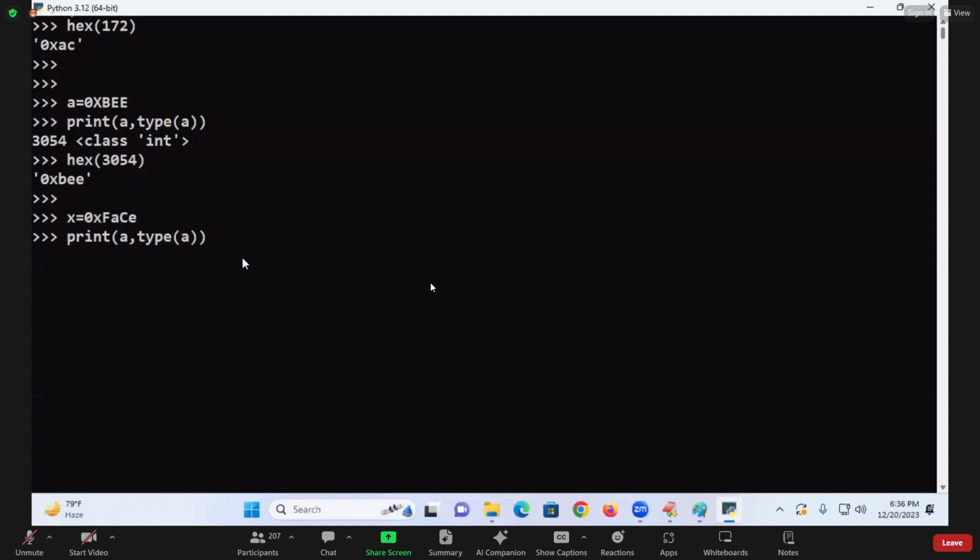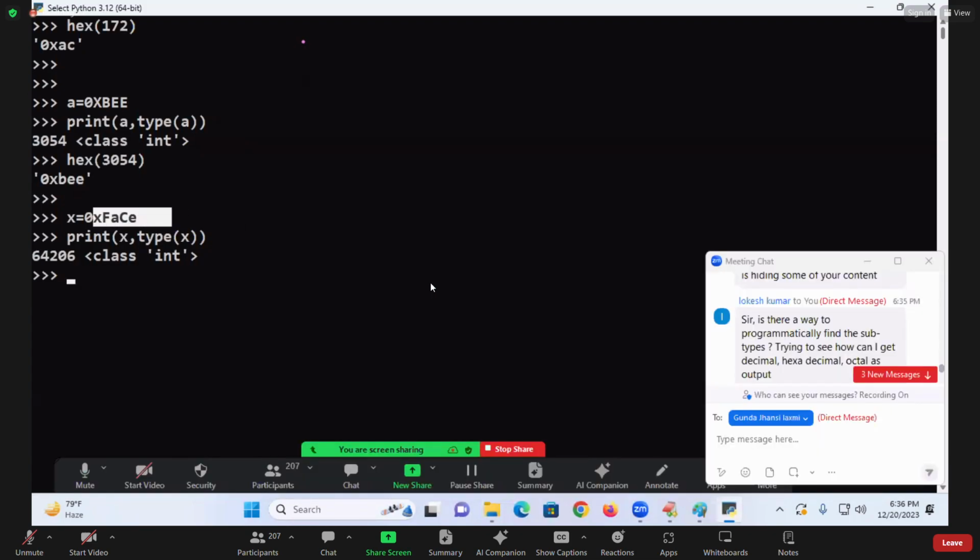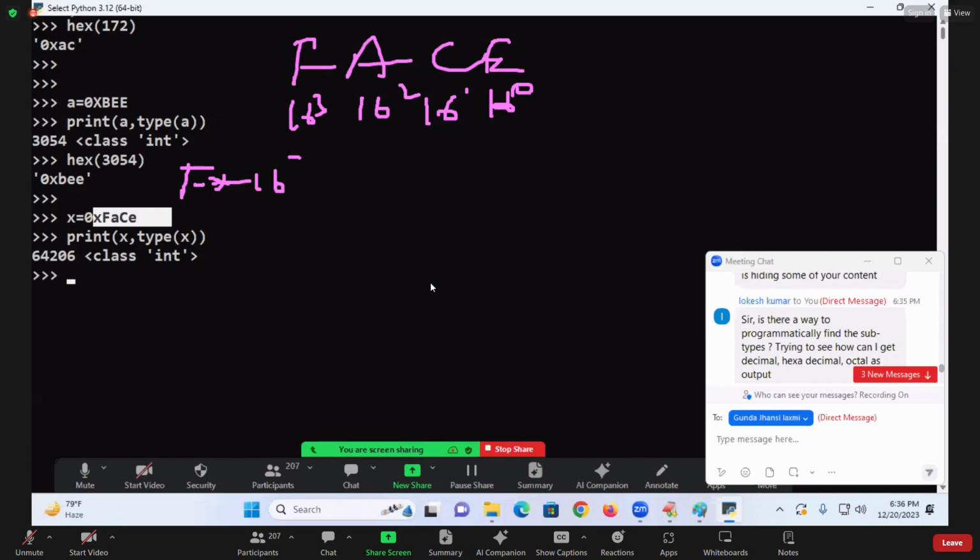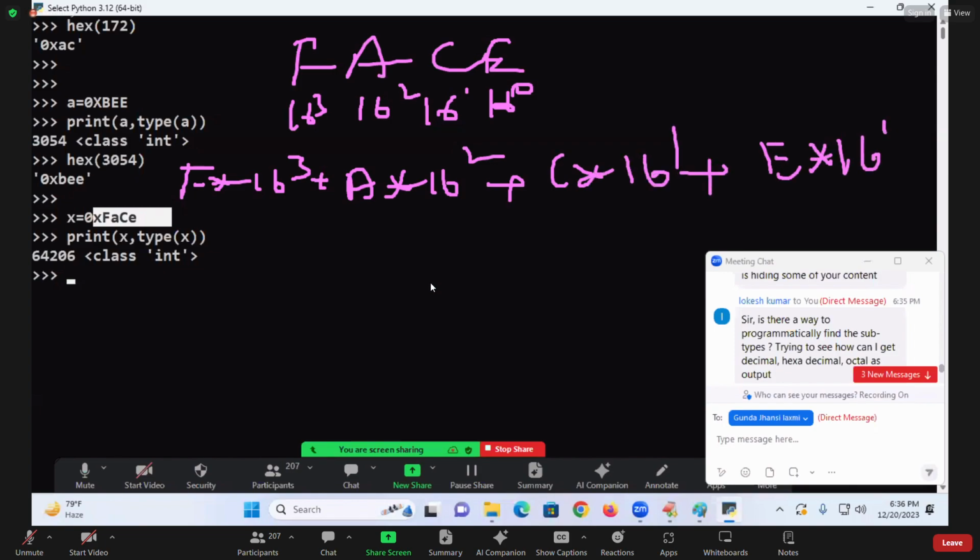Now print this in hex, and you'll get some 64,000 value. Do you know how to convert it? You already understood. FACE: 16 to the power of 0, 16 to the power of 1, 16 square, 16 cube. F into 16 cube plus A into 16 square plus C into 16 to the power of 1 plus E into 16 to the power of 0.